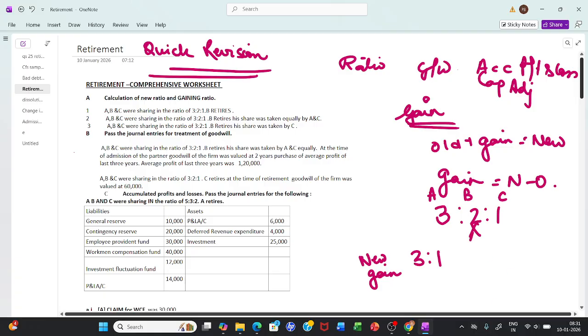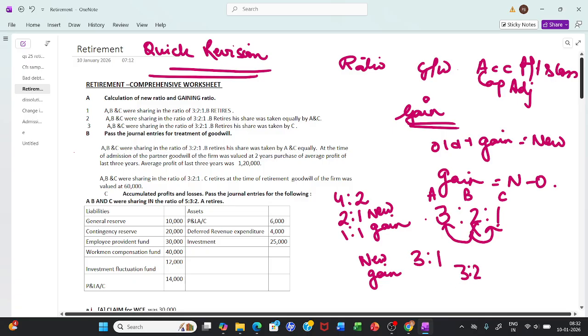But if it was given that he's giving equally to these two, his share is 2 by 6, so 1 by 6 comes to each. A's 3 by 6 plus 1 by 6 becomes 4 by 6. And C gets 1 by 6 plus 1 by 6, 2 by 6. So 4 is to 2, meaning 2 is to 1, becomes the new ratio. And 1 is to 1 becomes the gaining ratio, as they are getting it equally. So old plus gain can give you the new ratio. If simply someone's retirement is given, we subtract that. It could be given like that.